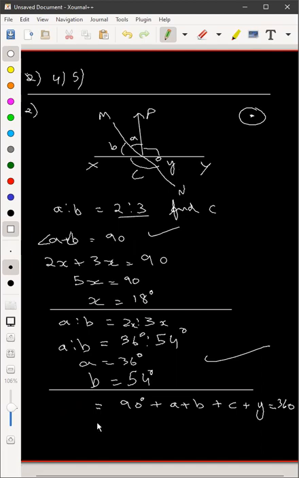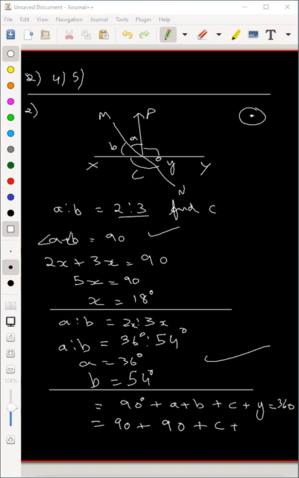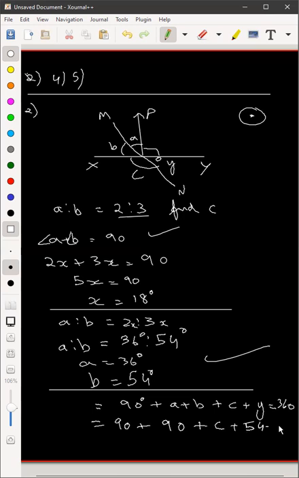Do we know what Y is? Okay, we know 90 degrees plus A plus B is 90 degrees plus C plus Y. Can you tell me what Y is equivalent to? Sir, it is equal to B, that is 54. What's the reason Y is equal to 54 degrees? Vertically opposite angle? Yes, sir.